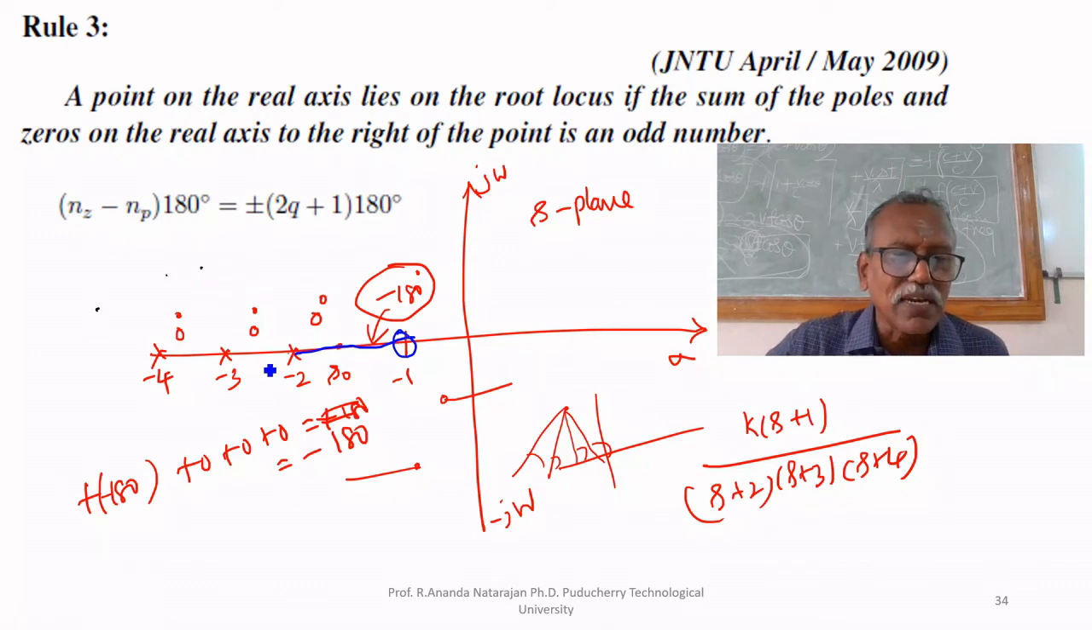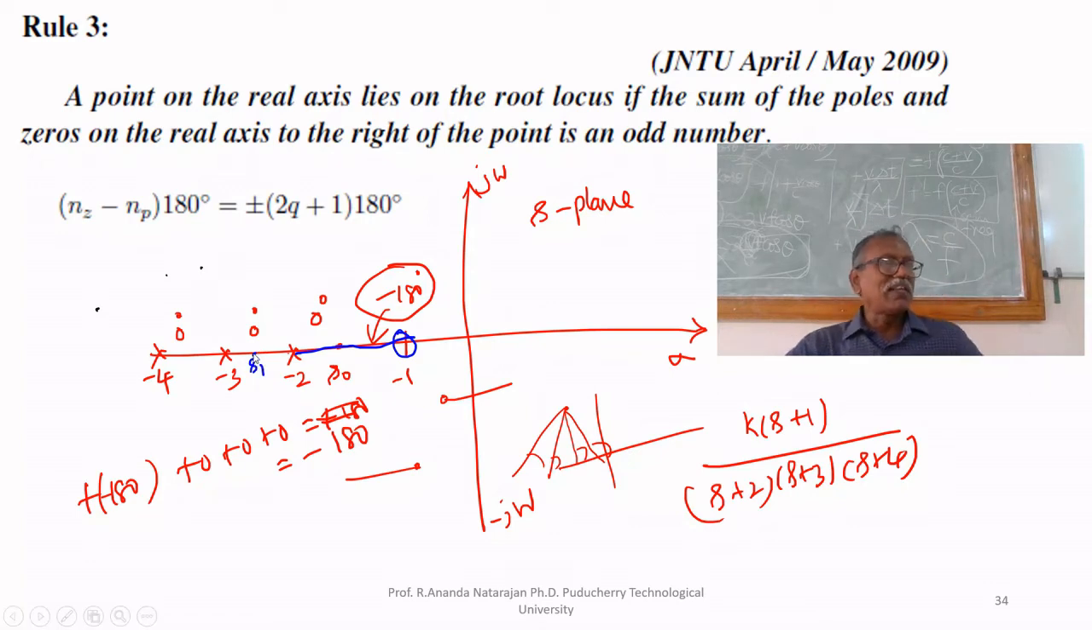Similarly, we have to check here. I am selecting S1, another point between minus 2 and minus 3. Whether it is on the root locus or not, I have to check. Draw angle from minus 1 to S1: 180 degree, minus 180 degree. From minus 2 to S1, you will get another minus 180 degree. From minus 3 to S1, you will get 0. From minus 4 to S1, you will get 0.